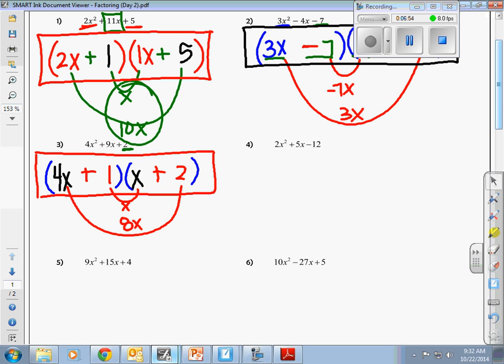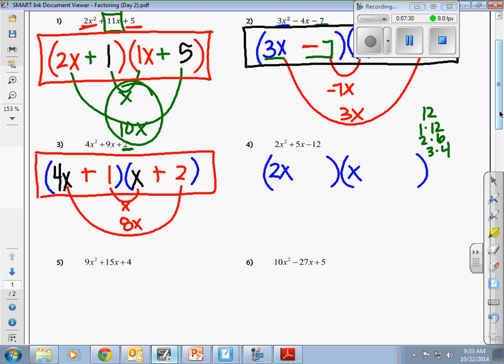Let's go ahead and look at example 4. Okay, so I would have 2x squared. Well, the nice thing, like I said, is 2 is a prime, so I know I'm going to have 2 and 1. Those are my only options. But now 12. 12 has multiple factors. My factors of 12 are 1 times 12, 2 times 6, 3 times 4. So I have lots of combinations that I need to try, and I need to get to 5. I think if I put in 1 times 12, might be a little too much, too big of numbers.